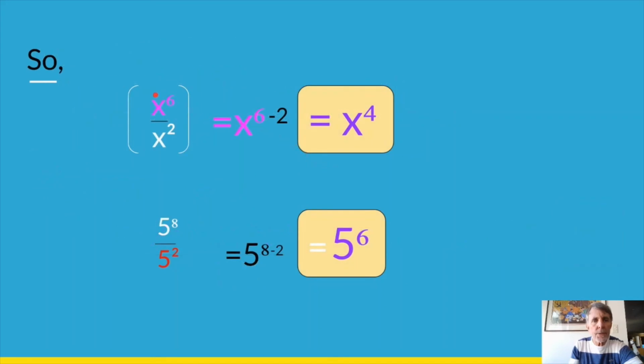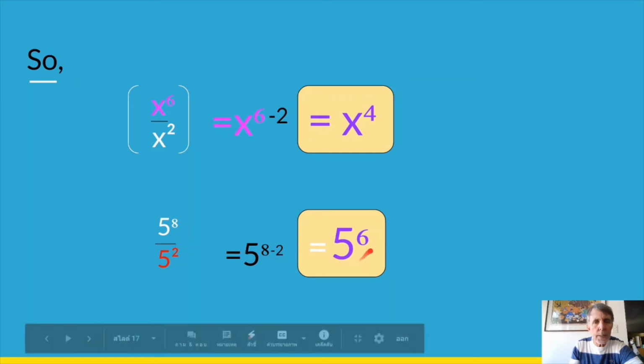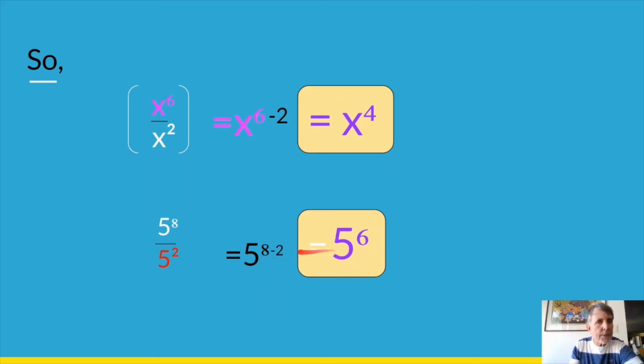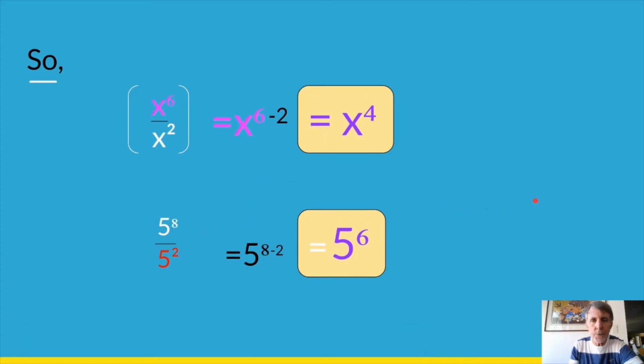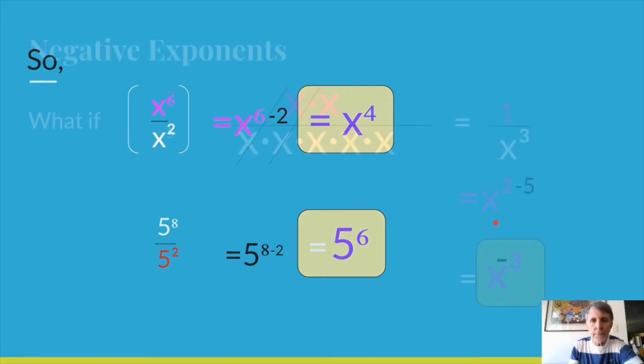So here we have x to the 6 over x squared. 6 minus 2 is 4. Here we have 5 to the 8th over 5 squared. And what's 8 minus 2? Well, that's 6. So a pretty easy rule here. Again, don't do anything with the bases. It's not 5 divided by 5. It's not 1 to the 6th power. It's 5 to the 6th power, because we're crossing off multiples of 5. So you subtract when you divide.